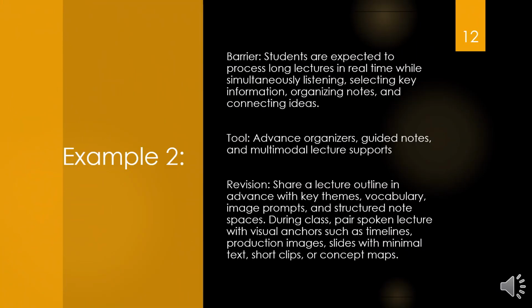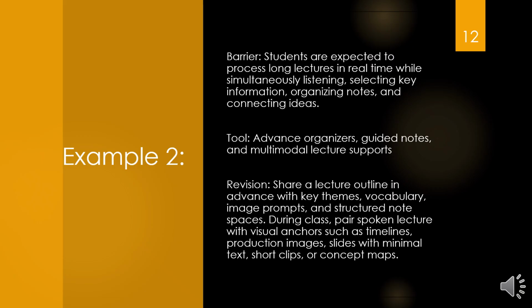Let's look at our second example. This time, we're focused on lecture-based learning. The barrier here is that students are often expected to process long lectures in real time while listening, identifying key ideas, organizing notes, and making connections simultaneously. For many students, that is a significant cognitive load happening all at once.